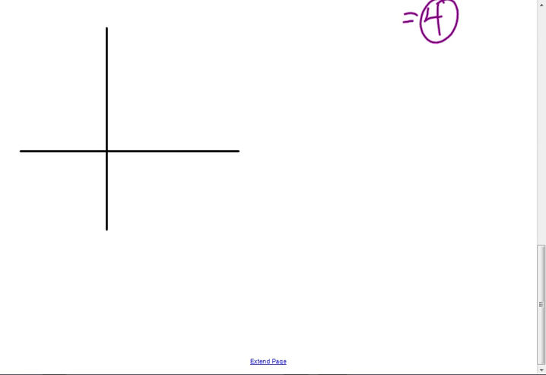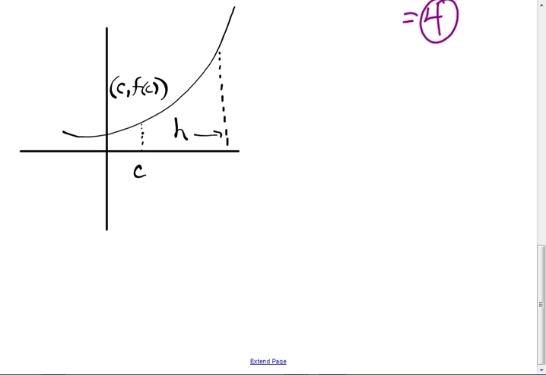So let's do this one. What's the other form? We called this c. So this was what? c, f of c. And then we put another point over here, and we said this distance was h. Do you remember this now? So what's this x coordinate? c plus h, and this is c plus h, f of c plus h.